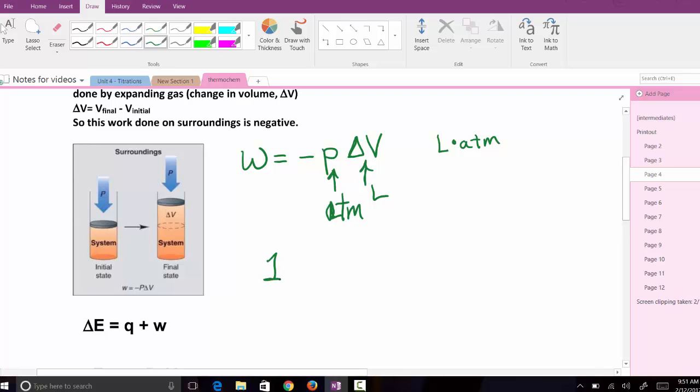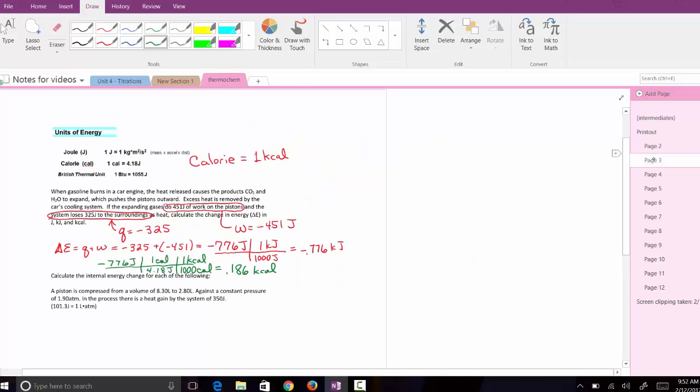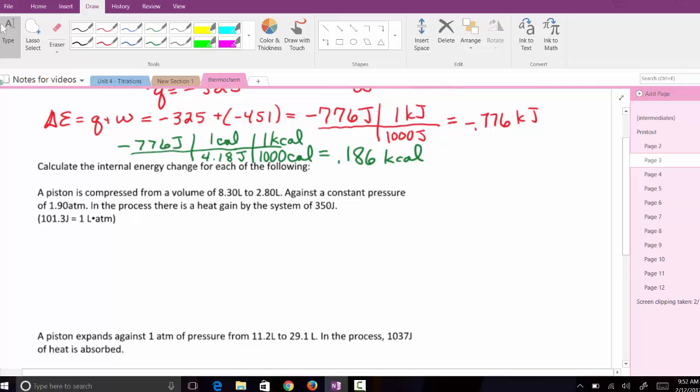And so that conversion that we're going to use is that 1 liter atmosphere is going to be equal to 101.3 joules. All right. So now this equation and that conversion is not on the AP formula sheet. So this is going to be one that you'll need to remember, and hopefully we'll get enough practice that it won't be difficult to do.